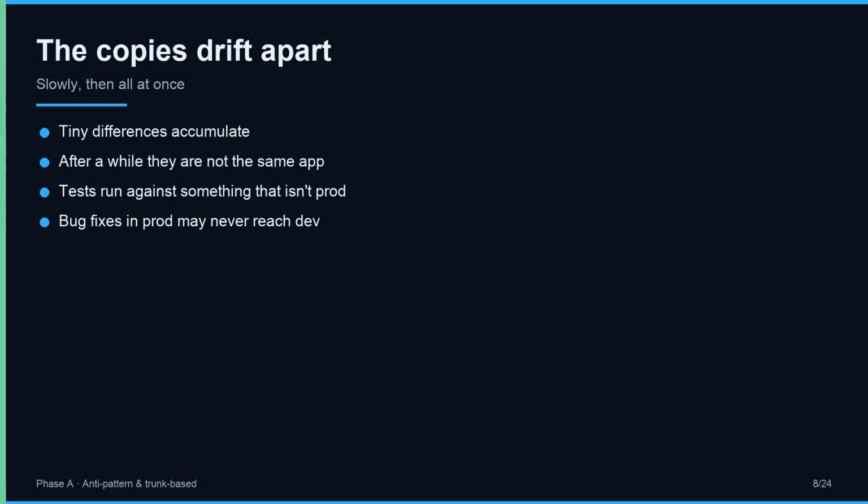And drift compounds. Tiny differences accumulate, one copy-paste at a time. After a while, the 3 branches are not the same application anymore. Now your tests run against something that no longer resembles production. A critical fix applied straight to prod may never reach dev, so the disease is never even visible there. You are testing a fiction.